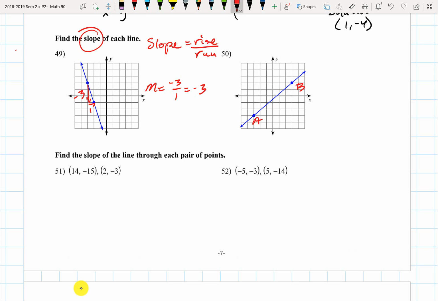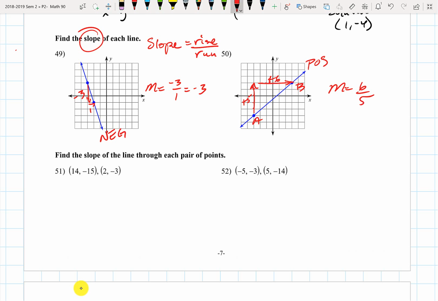On this one, if you go from point A to B, you got to go up 1, 2, 3, 4, 5. So it's up 5. And then you got to count to the right. 1, 2, 3, 4, 5, 6. So it's right 6. That's positive. So this is positive slope, negative slope. Lower right is always negative. Upper right is always positive. So in this case, you have 6/5.